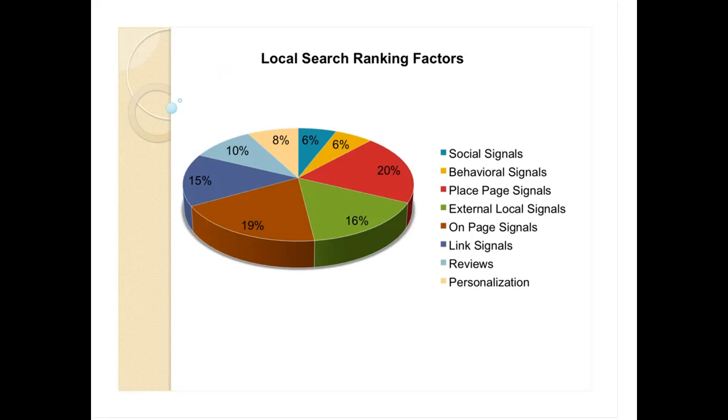So first, let's take a look at these ranking factors. You see the major ones are place page signals, external local signals, and on-page signals. And then we have a whole variety of smaller ones, from social to personalization. And why these are all so important is because local is becoming such a crucial part of Google search.